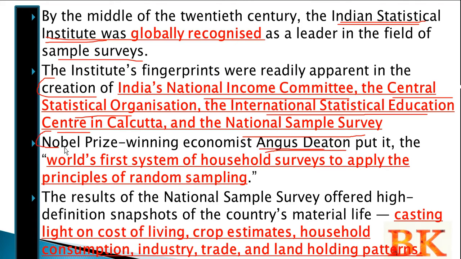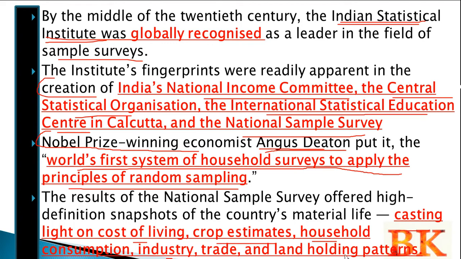The Nobel Prize winner has also said that the world's first system of household surveys to apply the principles of random sampling was done by India. So the results of the National Sample Survey offered high definition snapshots, casting light on cost of living, crop estimates, household consumption, industry, trade and land holding patterns.